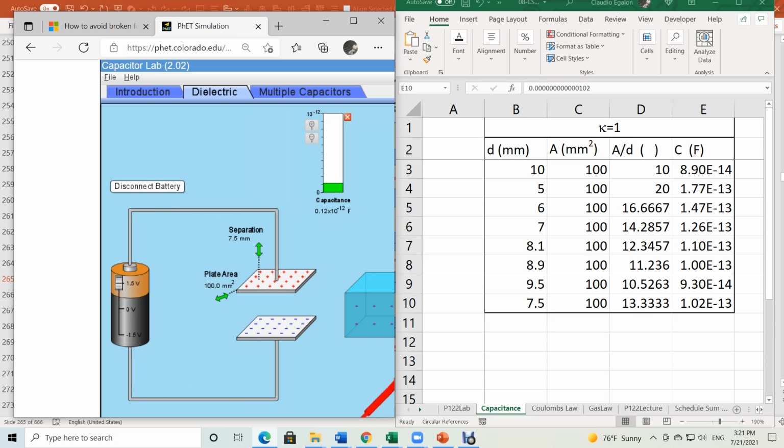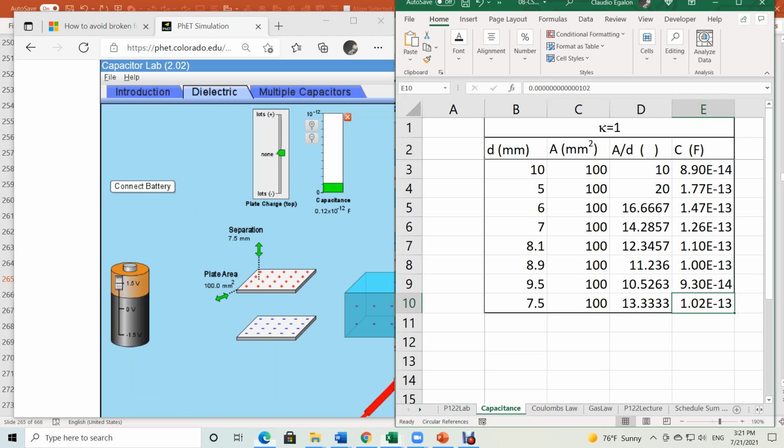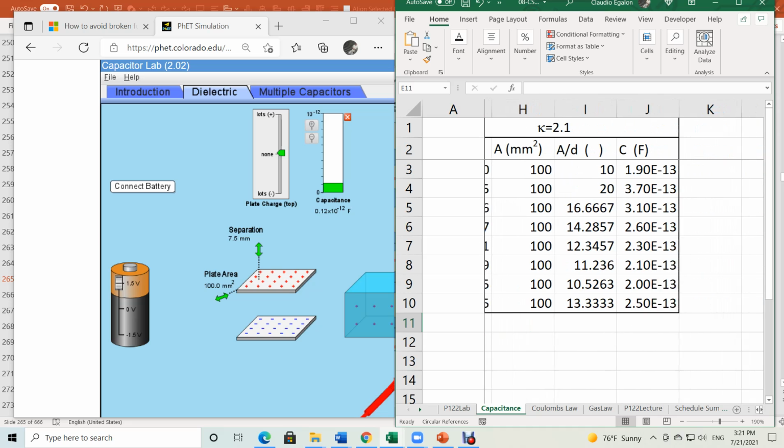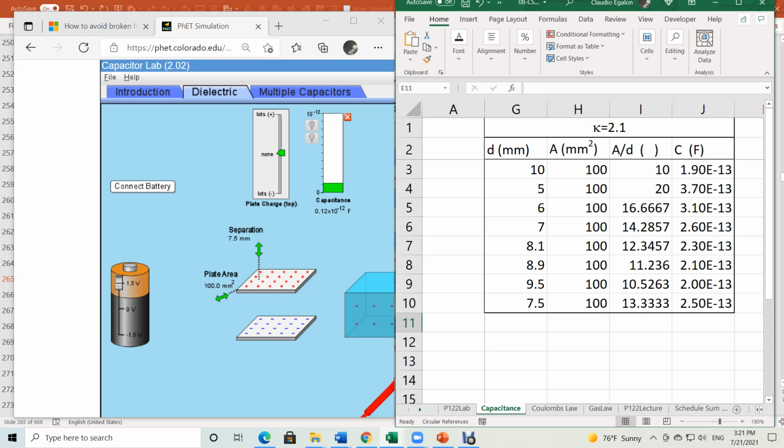Connect the battery. Let's make sure we have what we're supposed to have. Disconnect the battery. That's what we get for the capacitance: 0.12 times 10 to minus 12. Change it. Okay. That's what we did for Teflon.